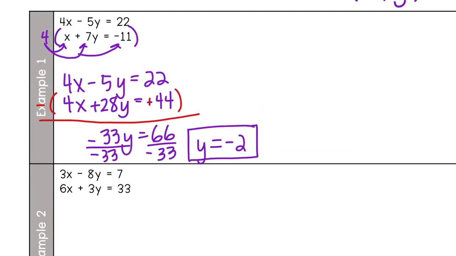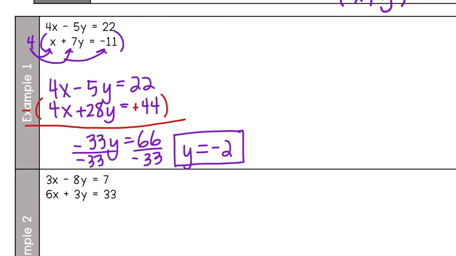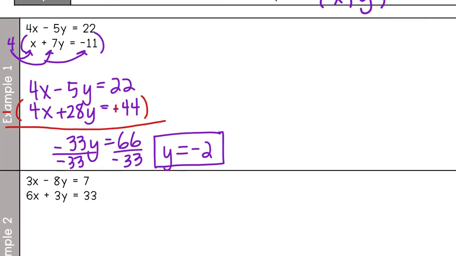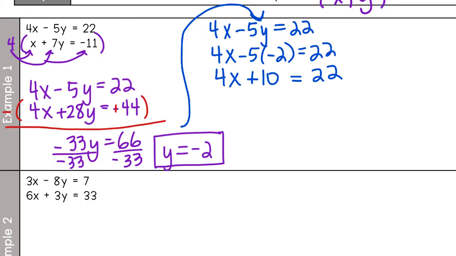Okay, but I still need to go back and solve for the x value. So I'm going to take my first equation. Let me just rewrite it. 4x minus 5y equals 22. But instead of y, I'm going to plug in this negative 2 that we just got. So this would be 4x minus 5, parentheses, negative 2 equals 22. Let's multiply that. So what is negative 5 times negative 2? Gives us positive 10. And then from here, it's a two-step equation to solve for x.